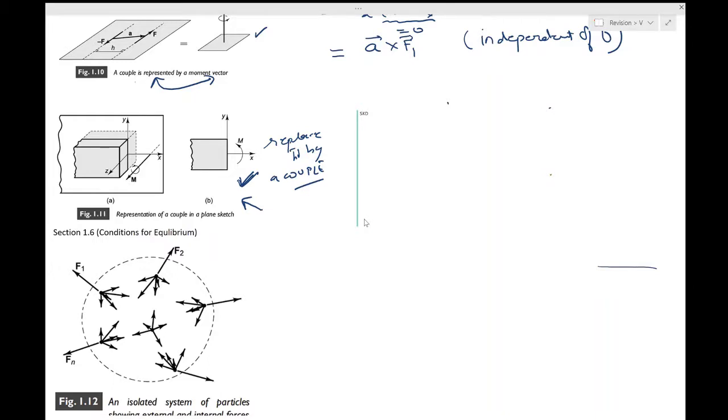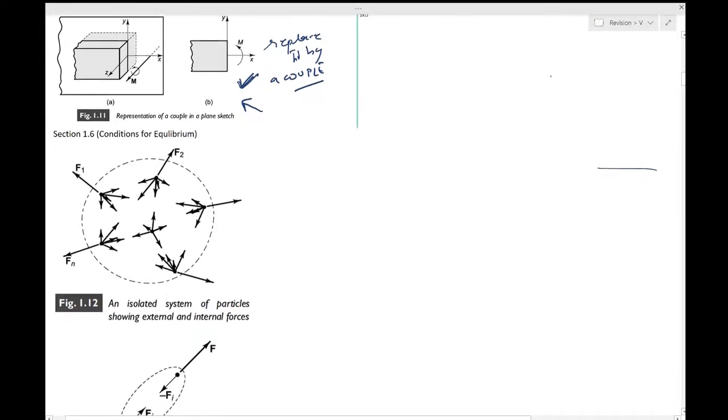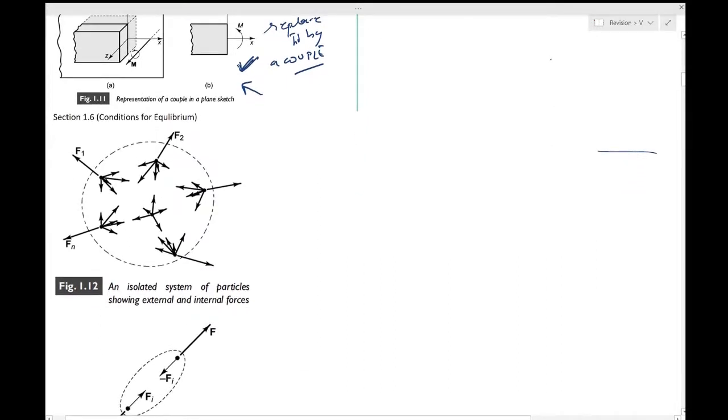Okay, so we'll be beginning with section 1.6, which is conditions for equilibrium. I hope you remember some of the things which we had learned before, so we'll just take it from here.